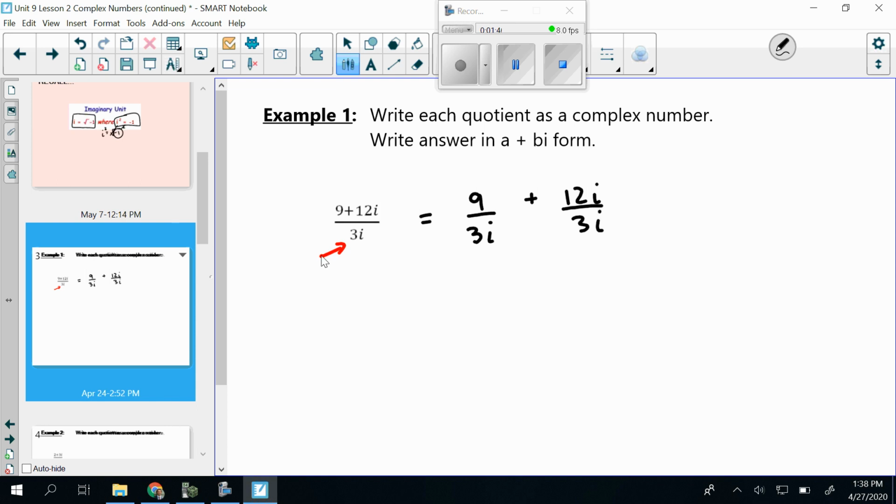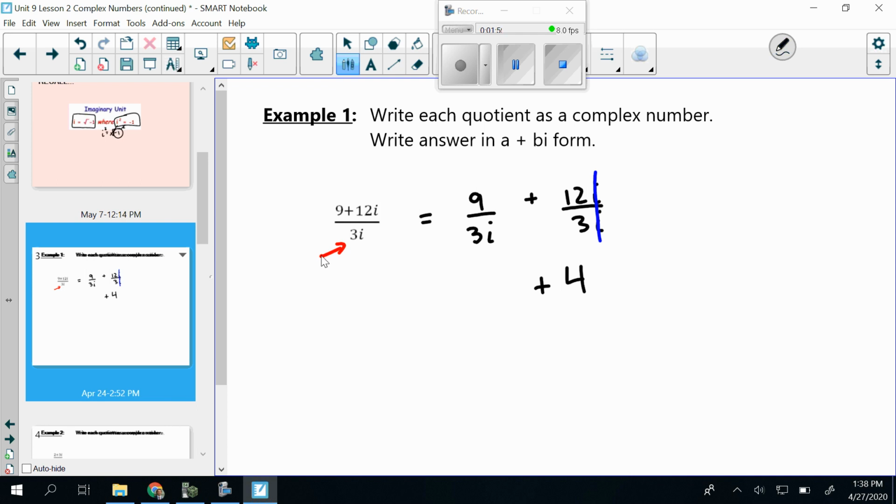Okay, so now we're going to try to simplify from there. Let's start with the one on the right here. If we got 12 divided by 3, that would give us 4. And if we have i divided by i, those should cancel out. And so we just end up with 4, a real number there.